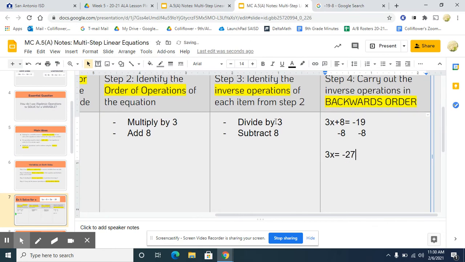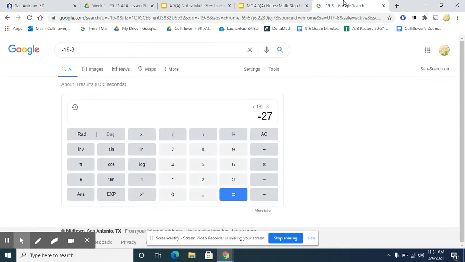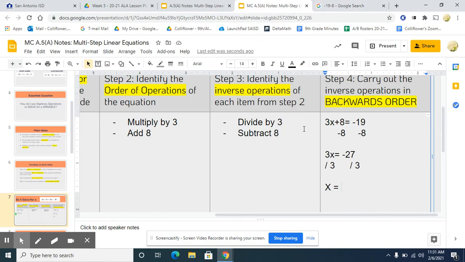The next step is to divide by 3. So I'm going to divide both sides by 3. I'm using a backslash to represent division. 3 divided by 3 is 1, and 1 times x is x. I have x is equal to negative 27 divided by 3. That gives me negative 9. So now I know that x has a value of negative 9.